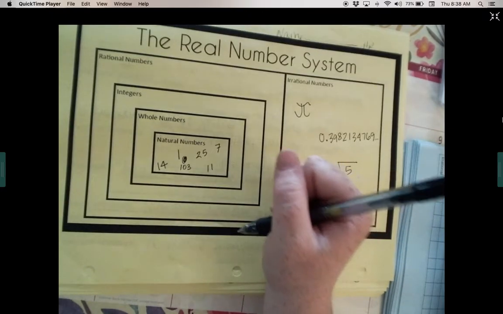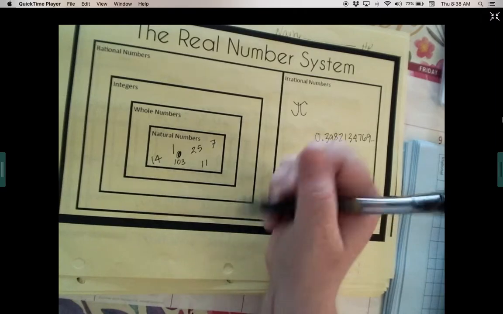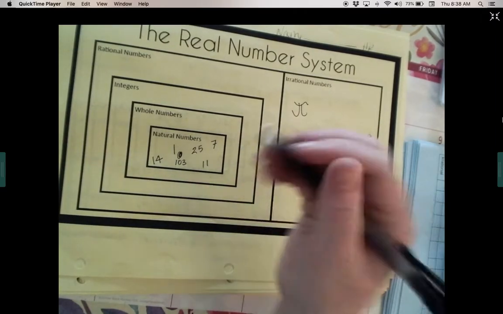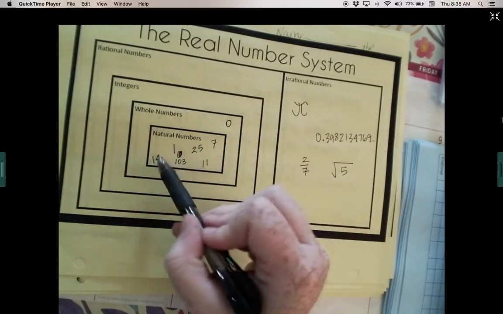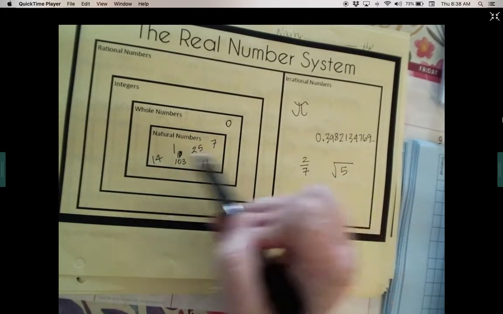Okay. Whole numbers. What's different about whole numbers? They include zeros, so let's make sure we include a 0 there. And then, are any of these also whole numbers? Any of our natural numbers also whole numbers?